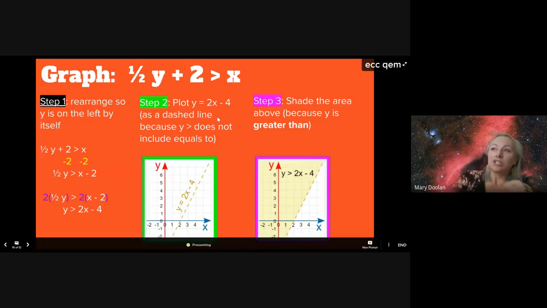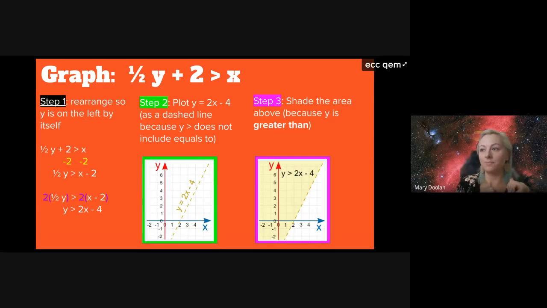And this is a dashed line finally, because it doesn't have that little half of an equal sign there. So whenever you have the greater than or the less than, it's a dashed line. And if you're doing this in Pear Deck, you're going to make a regular line with the line tool, and then use the eraser tool to go back and make dashes in it. Step 3, we're going to shade.